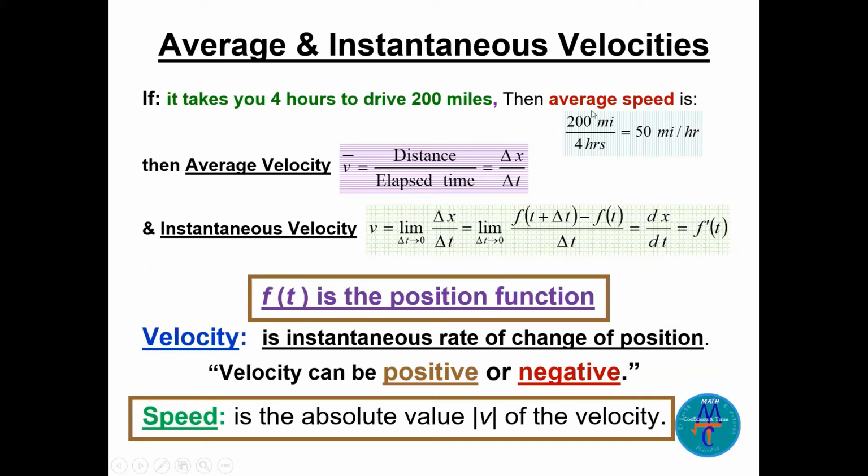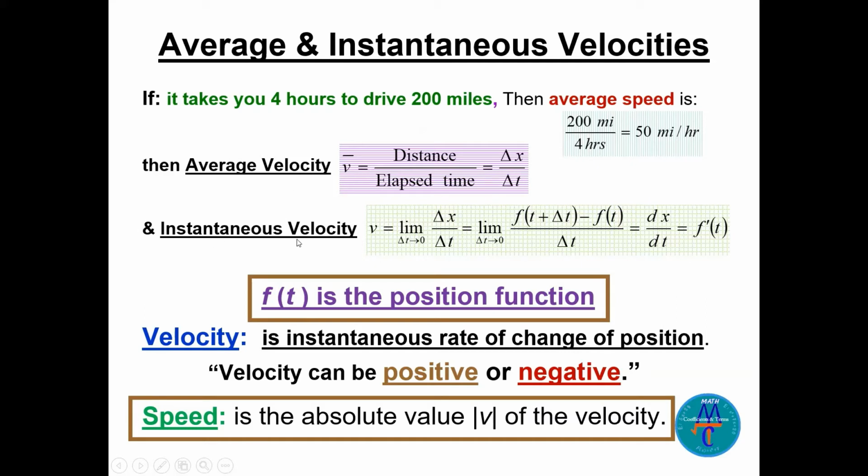Now here I will show you what is the difference between average speed and instantaneous velocity. Average speed is average velocity. So it will be the distance divided by elapsed time. It takes you, let's say, 4 hours to drive 200 miles. So we just say the average speed. Take the distance and divide by the time. It will be 50 miles per hour. That is the average speed or the average velocity.